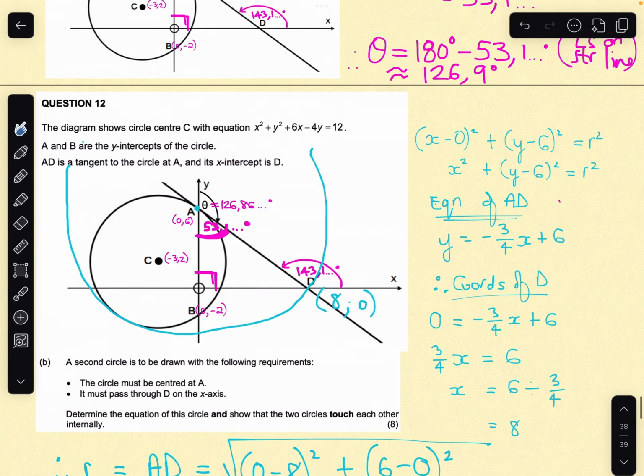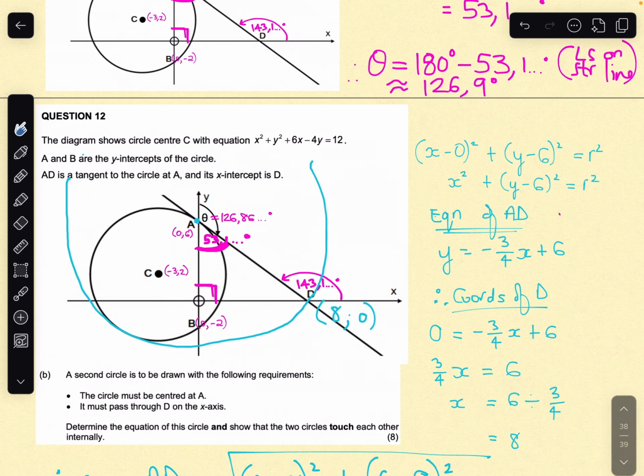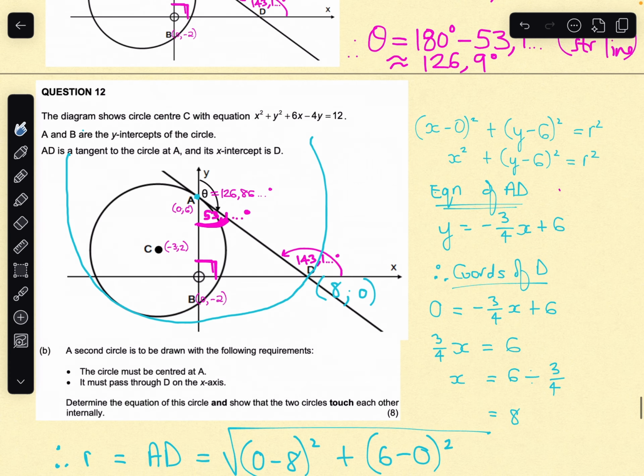We had an excuse to solve simultaneously and show it that way. So yeah, to be fair, the way that we've done it shows that they intersect once. As for whether they're intersecting once and this circle is inside or outside, I think maybe we just need one more step to prove that it's internal.